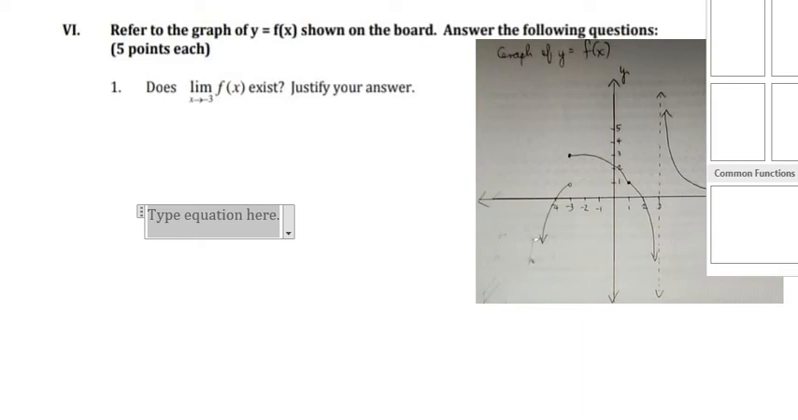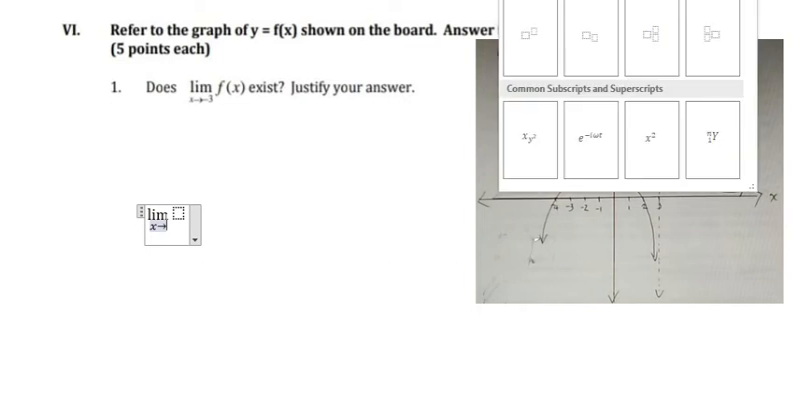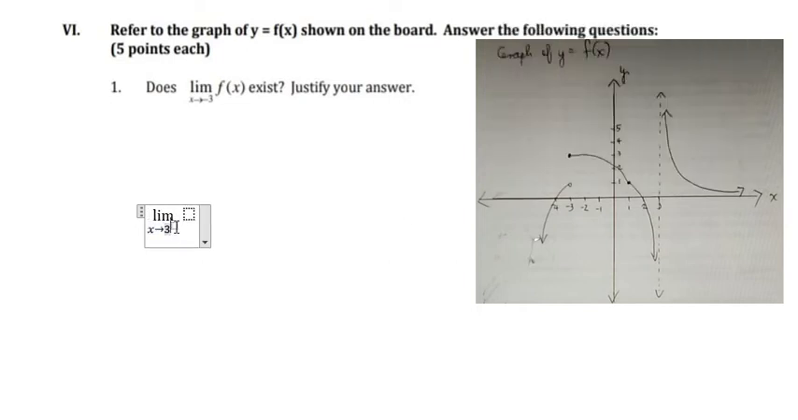The limit on the left is about the negative side. We just know that on the left of minus 3, on the negative side, from left to right, you get about number 1, the limit on the left of minus 3.